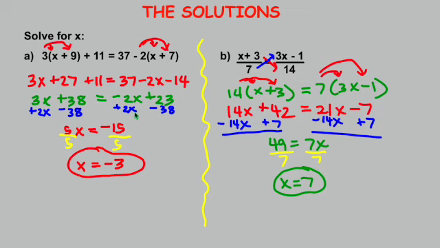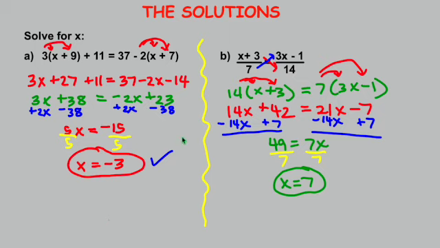I added 2x to both sides and subtracted 38 from both sides. To do that, I get 3x plus 2x is 5x, and 23 minus 38 is negative 15. Divide by 5, and your answer should be negative 3.